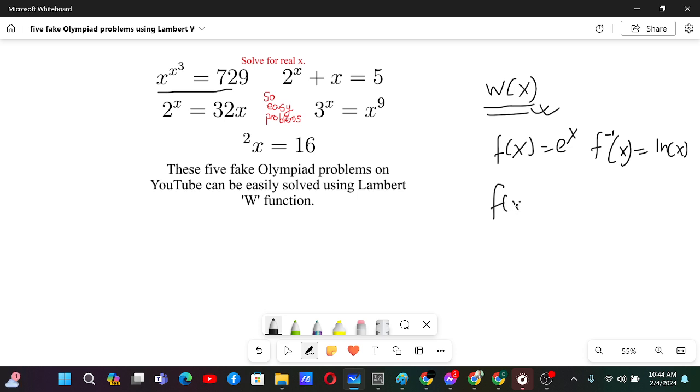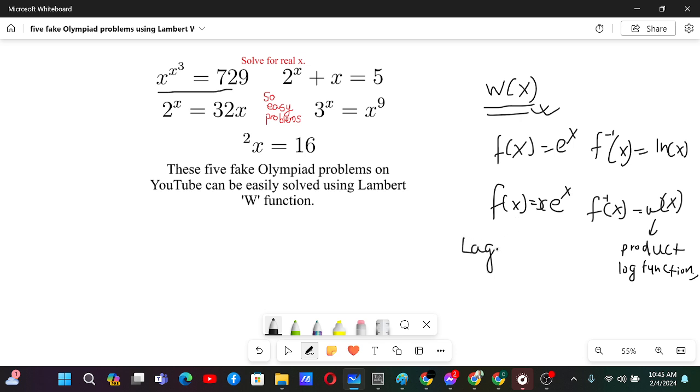Now similarly, if we have f(x) equals x e to the power x, we won't really be able to find the inverse. So in this case, its inverse is defined as Lambert W of x, also known as the product log function, since there's a product. You might be asking what's the benefit of defining this new function, because if it's not solvable, even if the function is just defined, we won't be able to find values. But that's not the case.